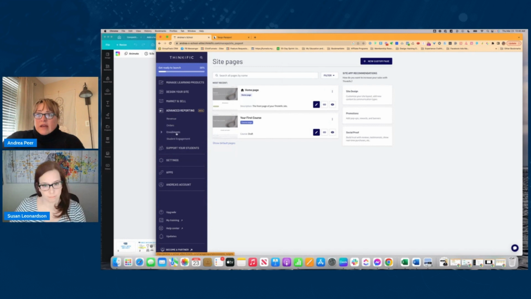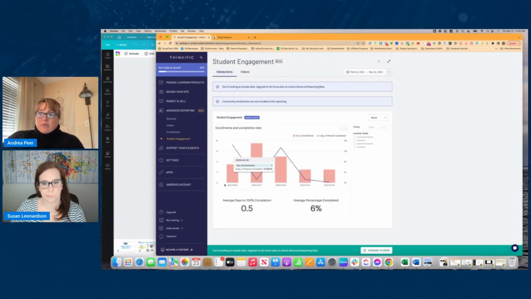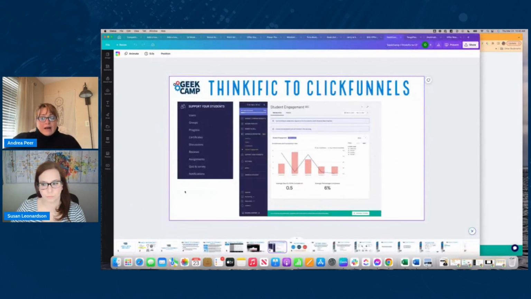So that is, and you can see student engagement, which is another really popular graph. I don't have anything obviously there right now, but it lets you see what they're doing. I'll go ahead and stop sharing my screen now.